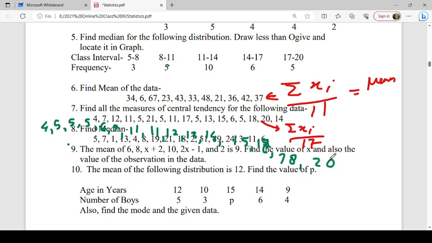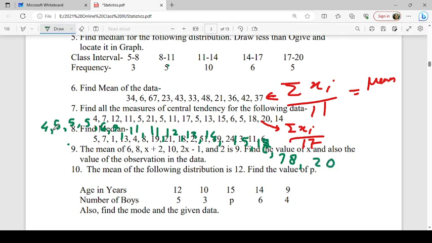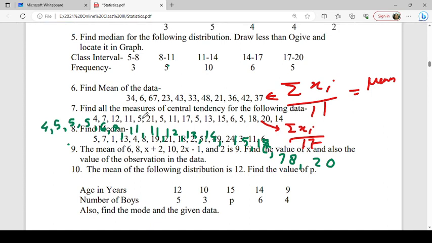20. How much it is? 1 2 3 4 5 6 7 8 9 10 11 12 13 14 15. 2 are left. So 4 7 12 11 5. Oh, 5. Number 5 is 4, so another 5 is here.